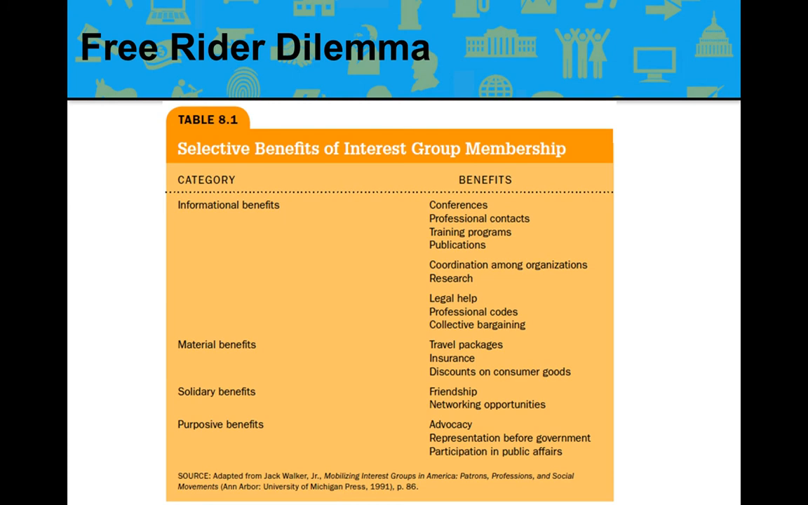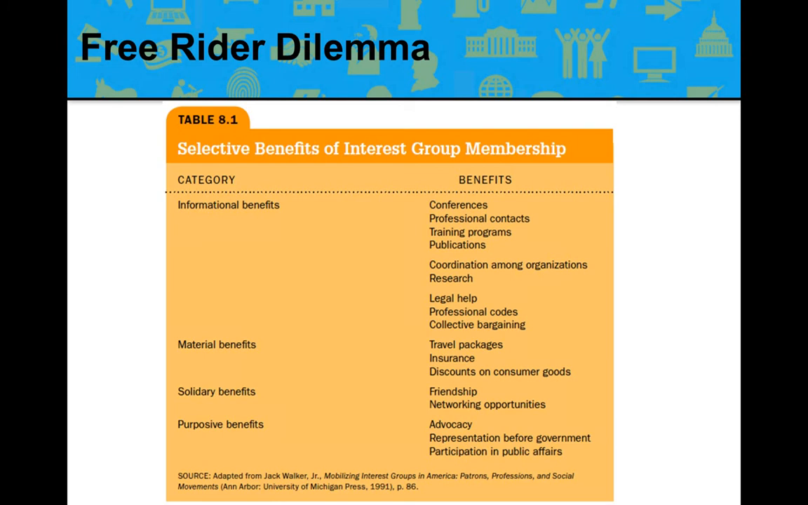In terms of material benefits, things that you can actually tangibly benefit from, there are certain travel packages. If you join AAA, you get a certain discount on particular things. There's insurance available through different groups that you join. You might get a discount on certain goods if you are a member of AAA. Then solidarity benefits are those types of things that help you on a personal level. They give you some sort of personal benefit that makes you feel better.